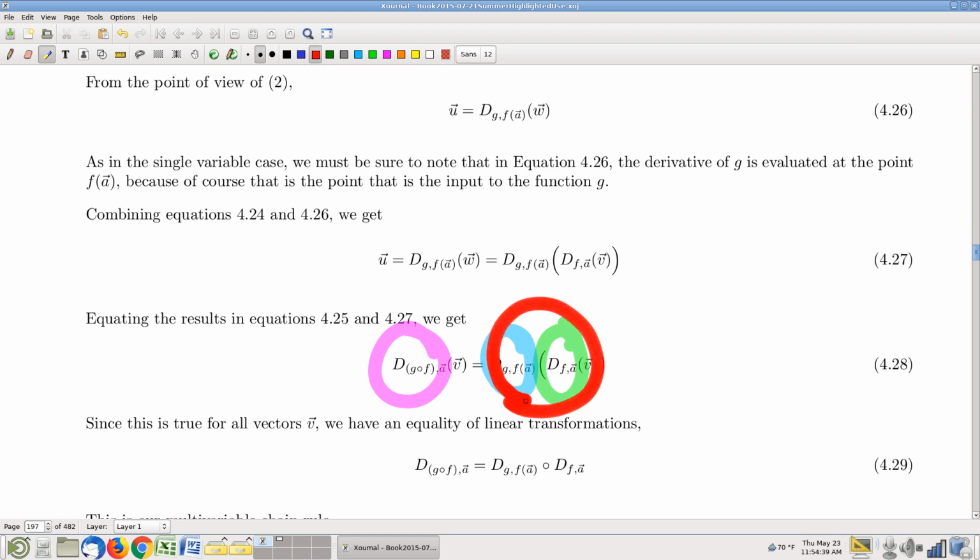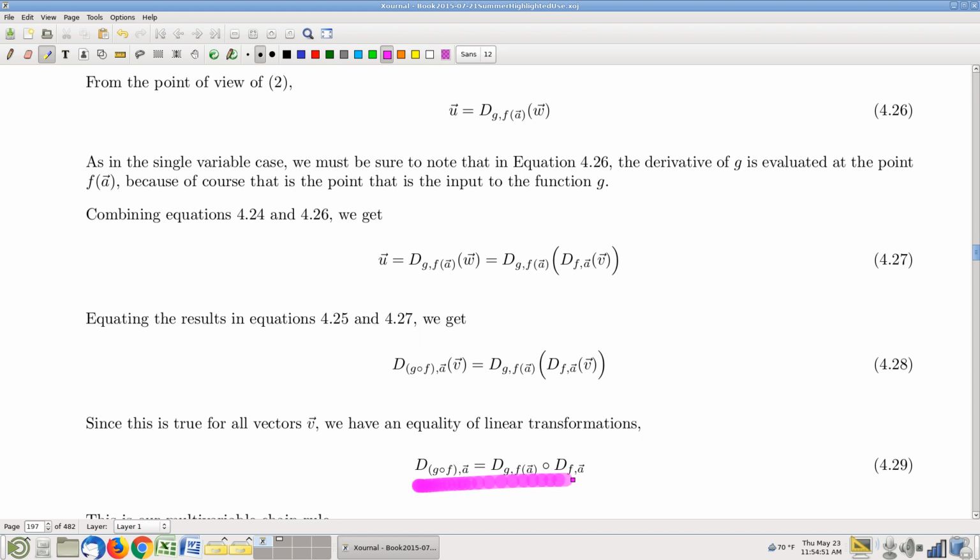This being a composition is the same as that linear transformation there. And altogether then, what I have is that this rolls off the tongue really nicely. The derivative transformation of a composition is the composition of the individual derivative transformations. So that's kind of nice, right? Again, rolls off the tongue very well.